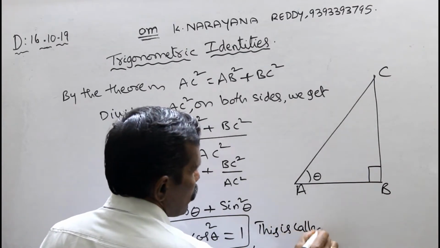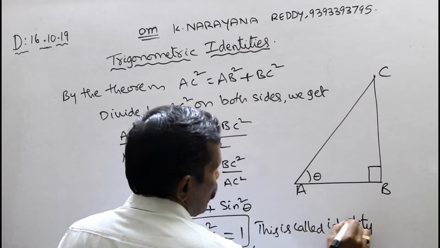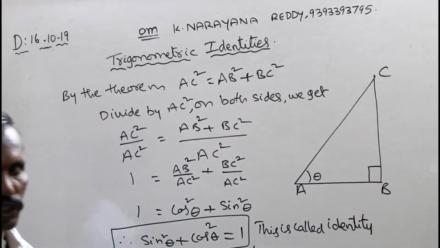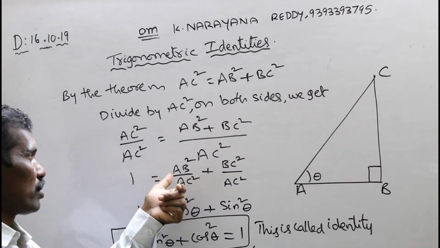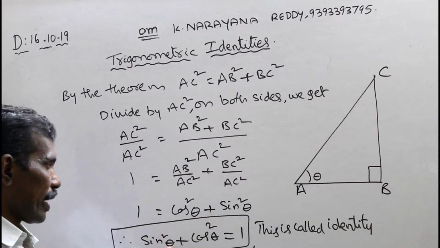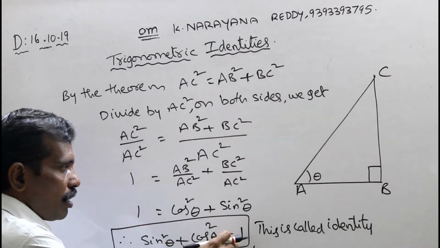This is called identity of trigonometric ratios. What are ratios? These are ratios. This is angle. This angle satisfying the equation equal to 1.